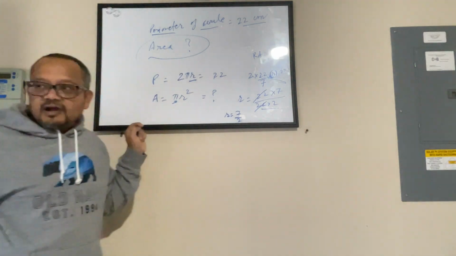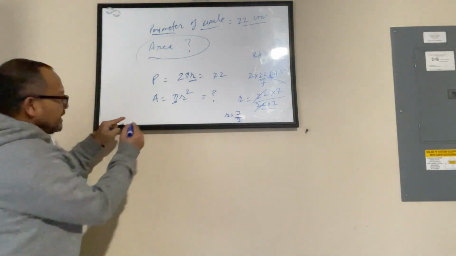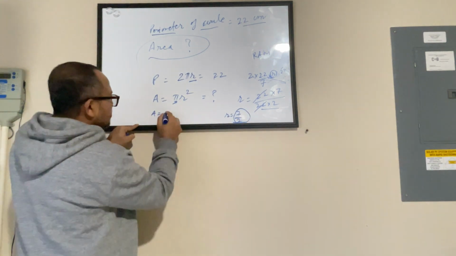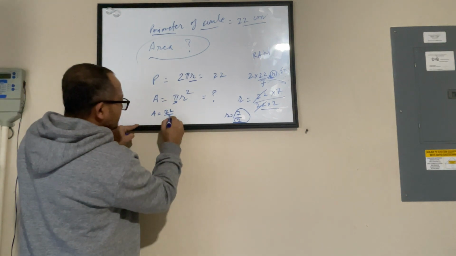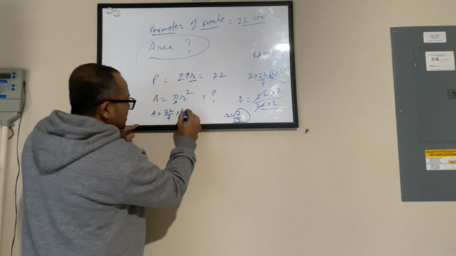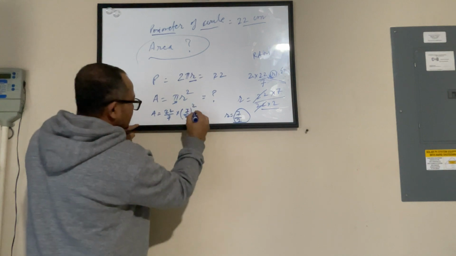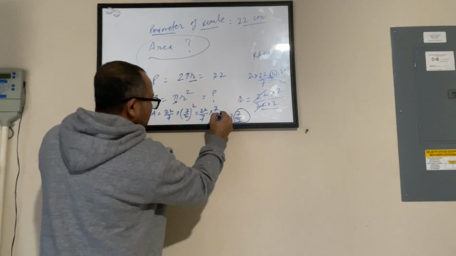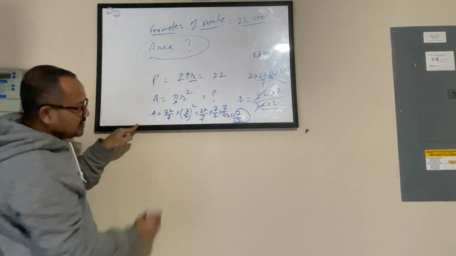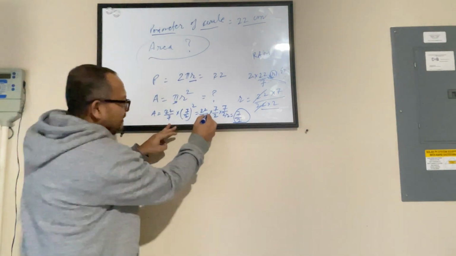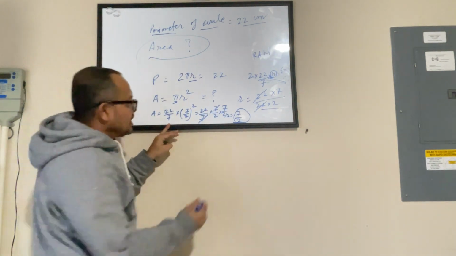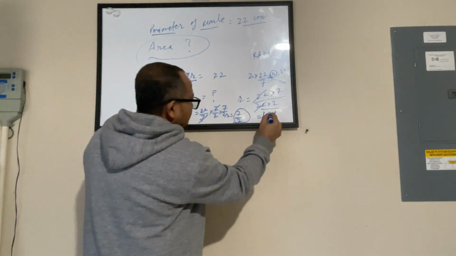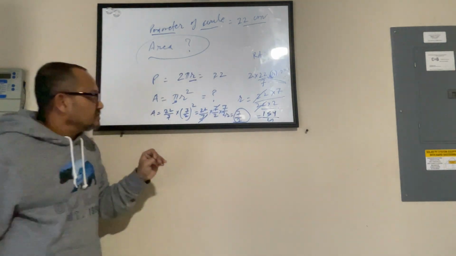Now I have to find out the area. Area equals pi r squared. I know the value of r is this. Pi is 22 by 7. R squared is, r is 7 by 2, square of this. That means 22 by 7 into 7 by 2 into 7 by 2, because it's 7 by 2 squared. So this 7 and this 7 gone, tic-tac-toe. Now 22 into 7 by 4. 7 twos are 14, plus 1 is 15, divided by 4. This is my answer.